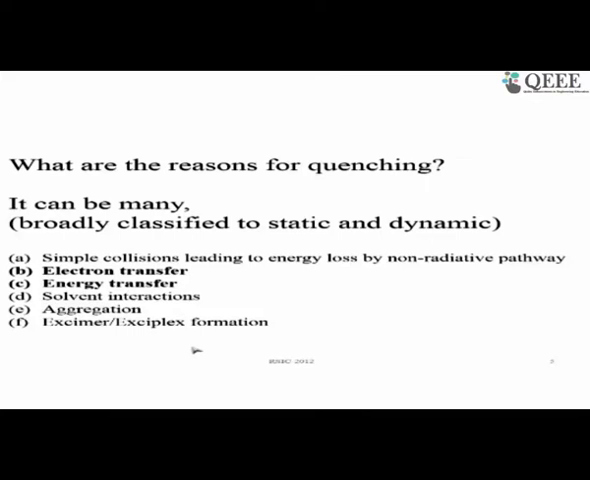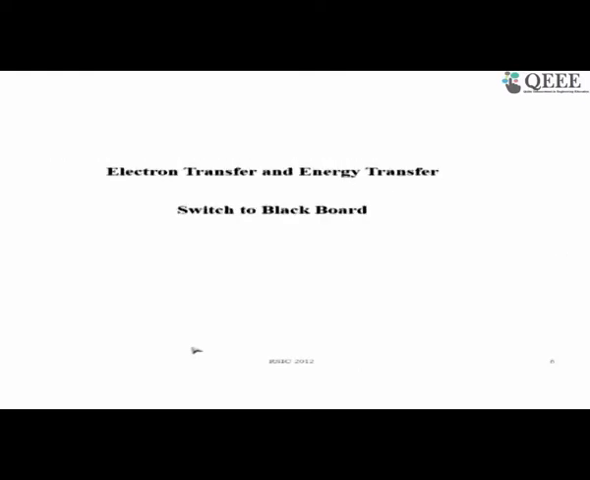Then the HOMO-LUMO will interact, the dipoles of these species interact, and the HOMO-LUMO energy gap changes. So obviously fluorescence will also get affected, both absorption and emission. Excimer or exciplex formation can also affect it, because an excimer or exciplex emits at a different wavelength than the monomer. Out of these various reasons, electron transfer and energy transfer are the most important reasons for quenching. So for developing any fluorescence based sensor, you need to understand the mechanism of electron transfer and energy transfer. So let us go to the board.